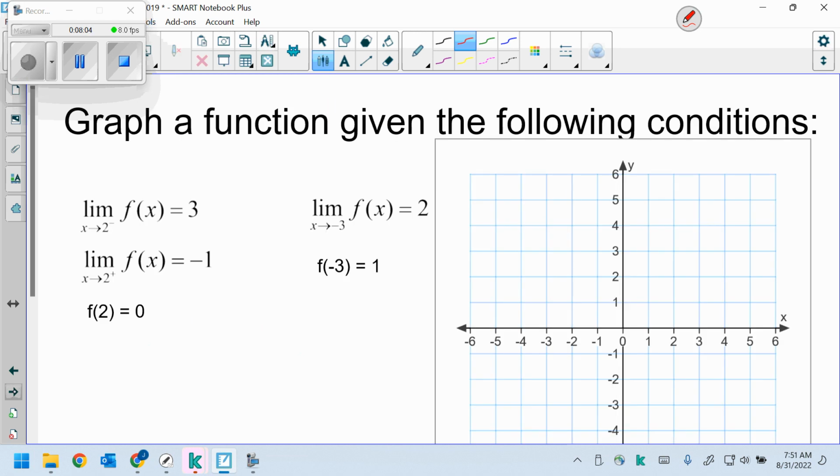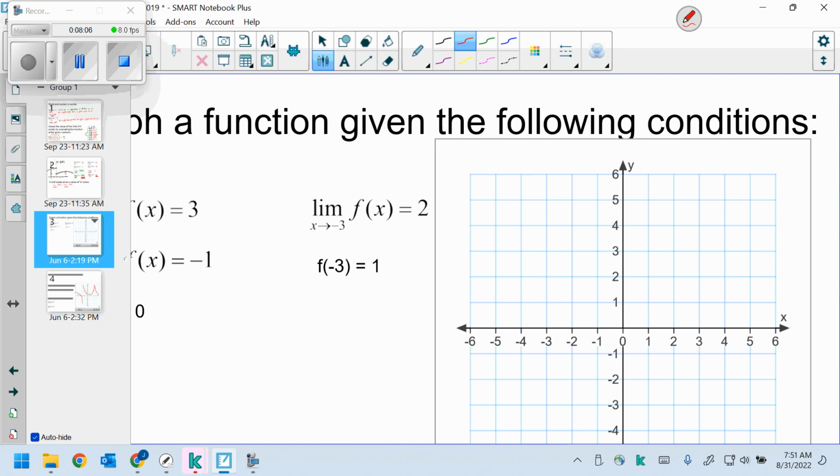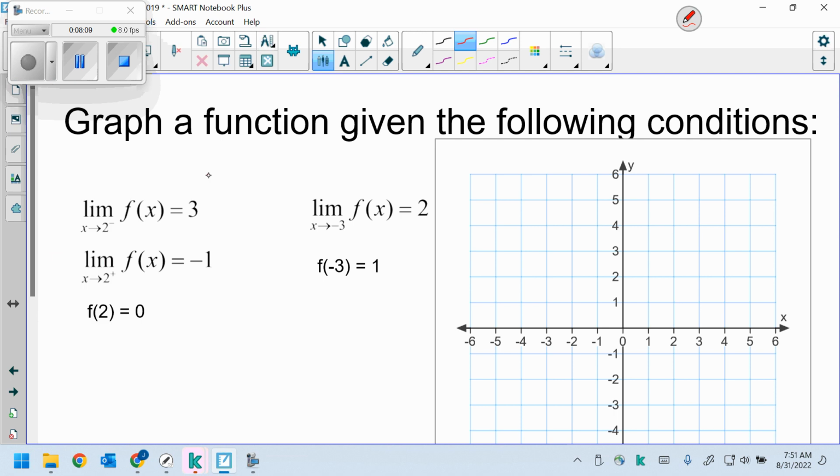Now let's graph a function. And if we're going to graph this function, we've got to be ready with an eraser. The limit as x approaches 2 from the negative side is 3. Well, here's 2. I've got to approach from the negative side, and when I do, I'm going to get 3.